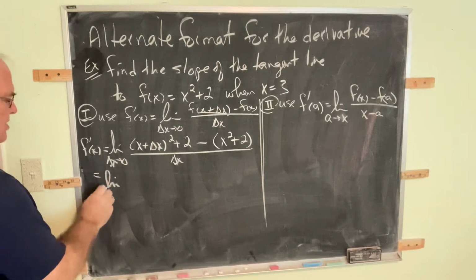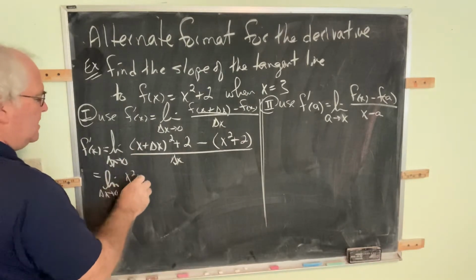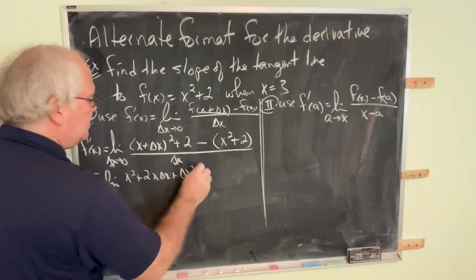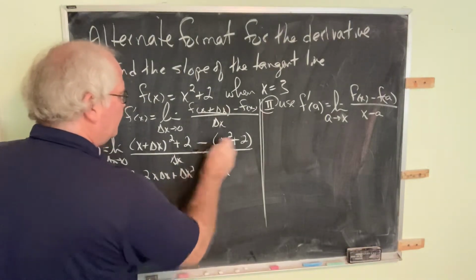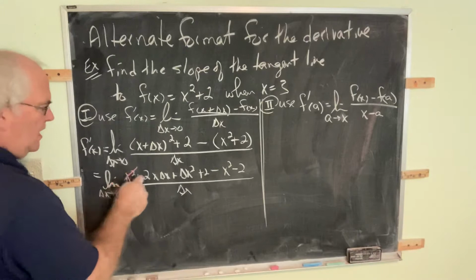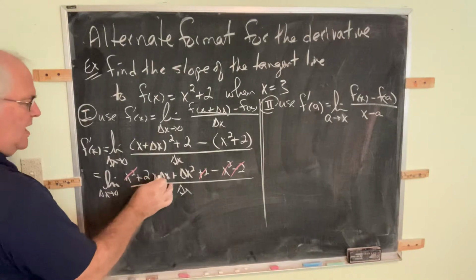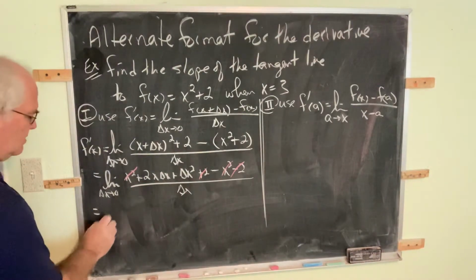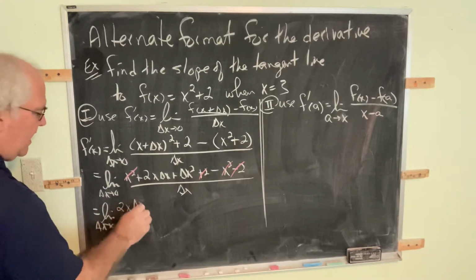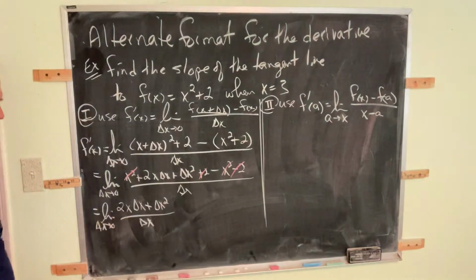So a bunch of algebra ensues. Square this out. This should be part of your comfort zone by now. X squared plus 2x delta x plus delta x squared plus 2 minus x squared minus 2 all over delta x. And then the x squareds fall out, and then the plus 2 minus 2 falls out. We're left with 2x delta x plus delta x squared. So this is the limit as delta x goes to 0. I have 2x delta x plus delta x squared over delta x. Factor out delta x and cancel.